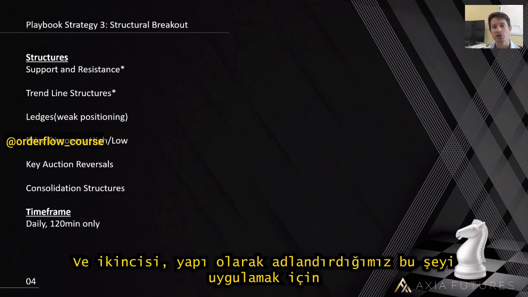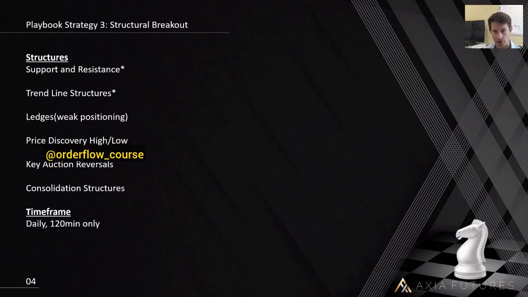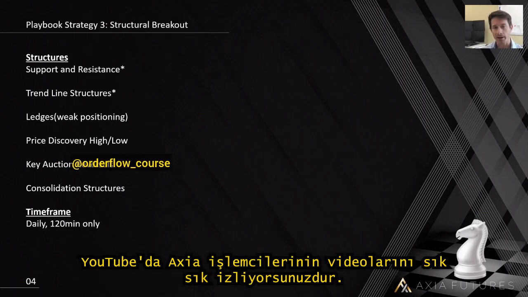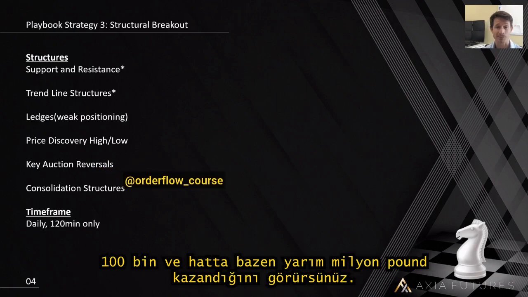And then number 2, we just have to find a consistent methodology for executing that thing we call a structure. Now, before I get going in this, I just want to tell you, you very often watch videos of some of the Axia traders on YouTube. And a lot of those trades, you'll see traders making 50 grand and 100 grand and sometimes even £500,000.